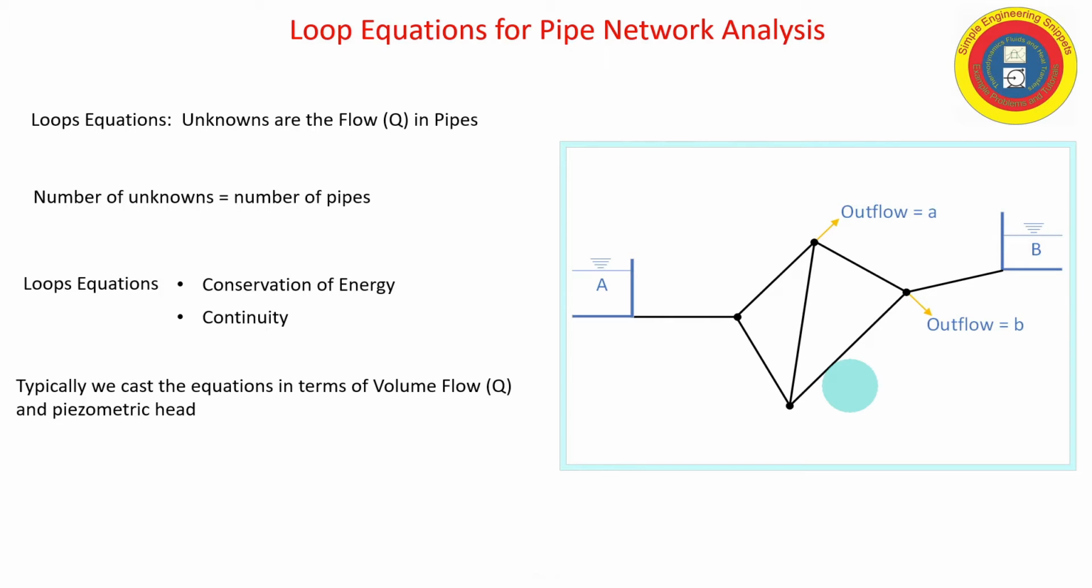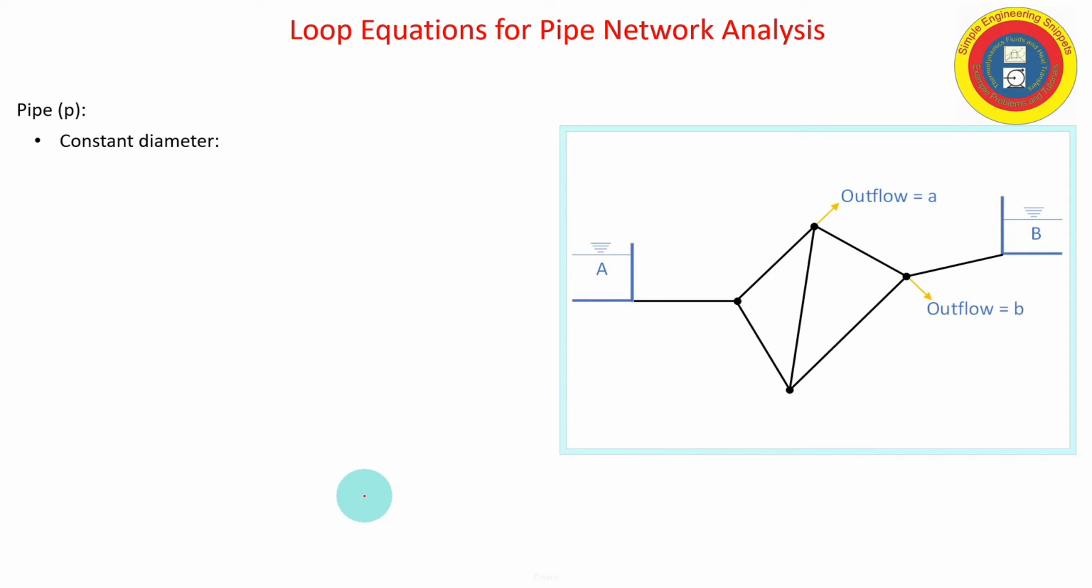Okay, typically when we solve networks, we choose to work in volumetric flow Q. Typically this would be an incompressible fluid, and we'll be working with a piezometric head. As a reminder, piezometric head is the pressure head plus the elevation. So essentially we'll be calculating the hydraulic grade line around the network.